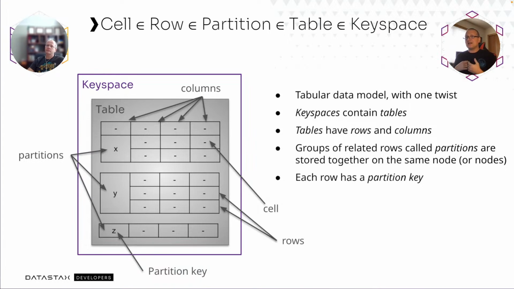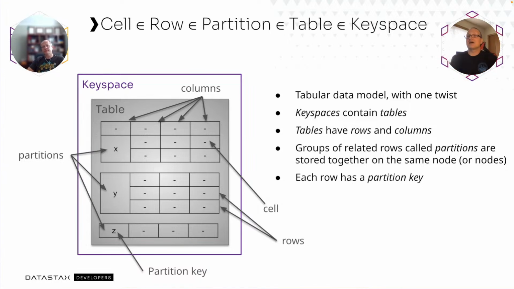So the topmost logical organization bit is known as a key space. And essentially a key space is really just a way to keep tables organized. So key spaces contain tables. Tables, of course, are where we have our columns and where we have our keys, and then ultimately our rows as well.